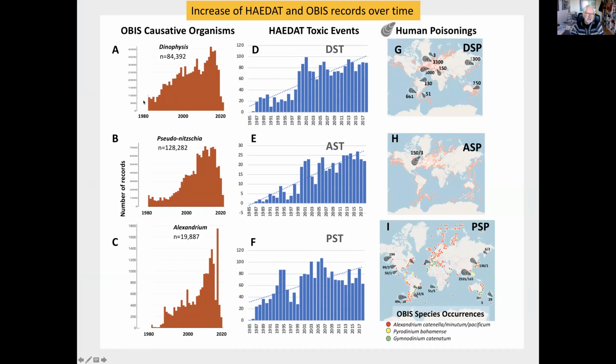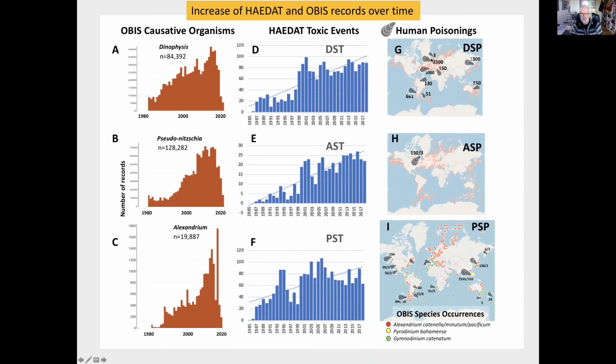Dinophysis, and here are the number of occurrences of Dinophysis records in the period 1985 to 2020 coming from OBIS. It's an increasing number, and that's reflected in an increase in the number of HAEDAT events that refer to diarrhetic shellfish toxins, either high Dinophysis numbers or the detection of toxins. But what of course really counts is where in the world are we really seeing impacts on human society?